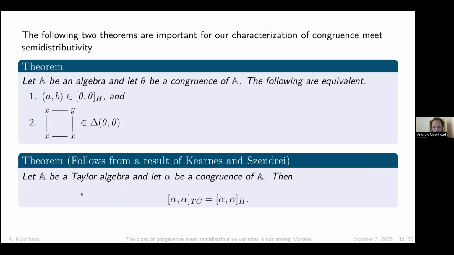And this follows from a result of Kearns and Szendrei, where they analyzed the relationship between the so-called linear commutator and the term condition commutator, the symmetric term condition commutator. They show that those are equal in a Taylor variety. So I don't want to go into all the details, but the linear commutator rules above all of the other commutators. So because Kearns and Szendrei showed that the symmetric term condition commutator is equal to the linear term condition commutator in a Taylor algebra, we certainly have that the term condition commutator is equal to the hypercommutator when they're evaluated at the same congruence in both arguments.